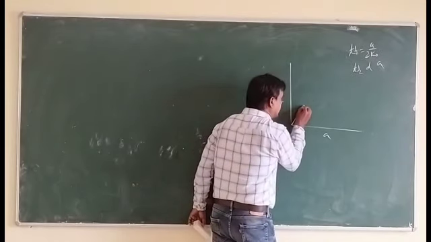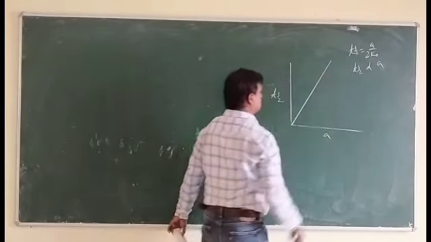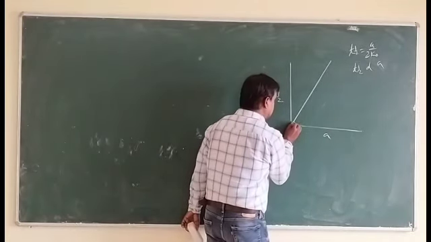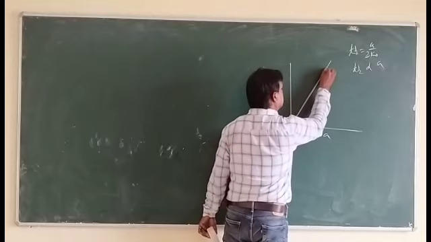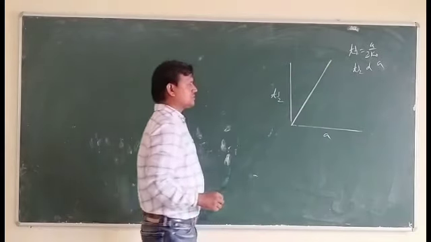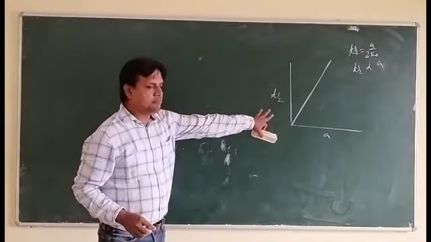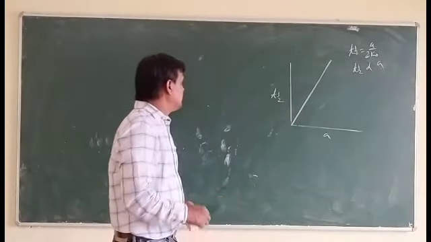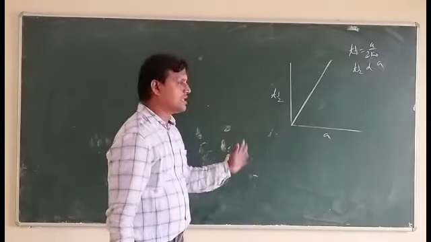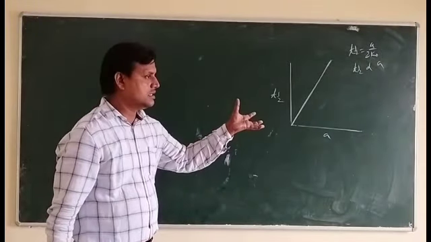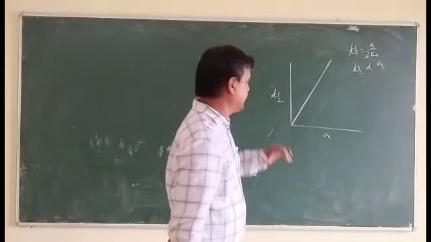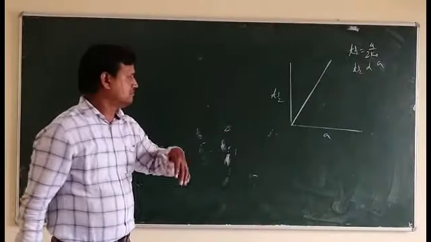So t half increases with respect to the initial concentration of A. So a straight line passing through the origin is obtained. That is, t half is directly proportional to the initial concentration A for zero order reaction. So finally, you have 3 graphs in the case of zero order reaction.